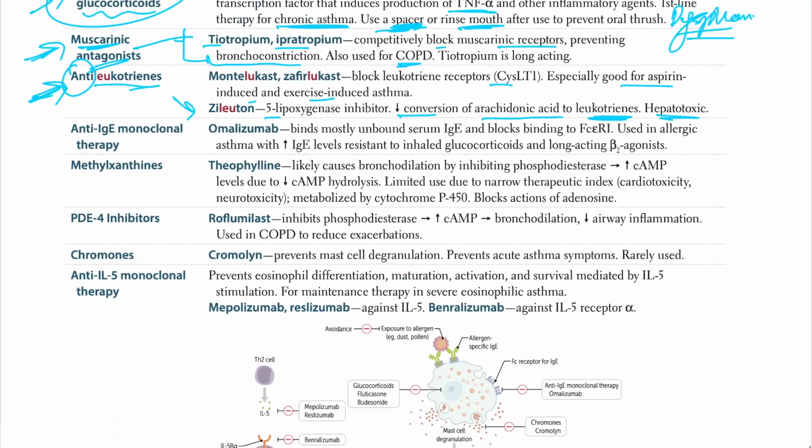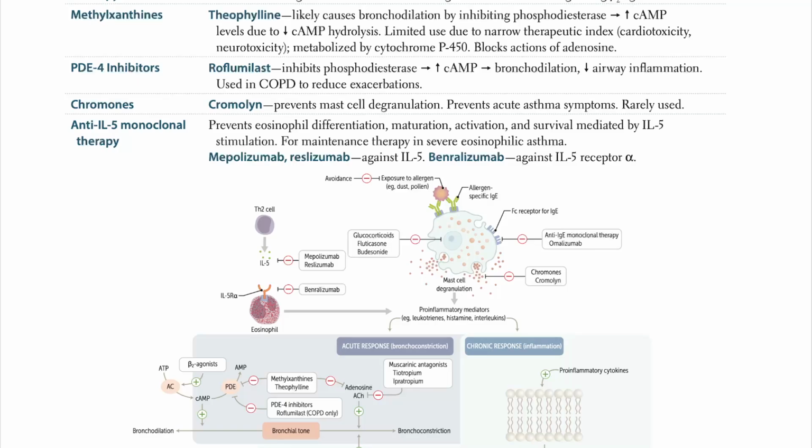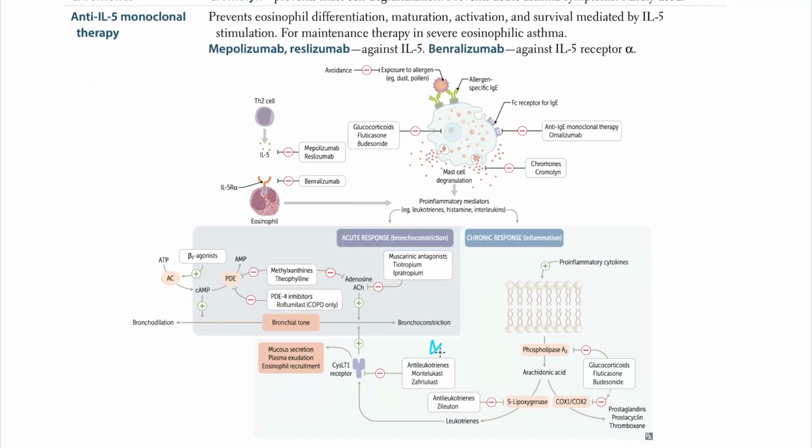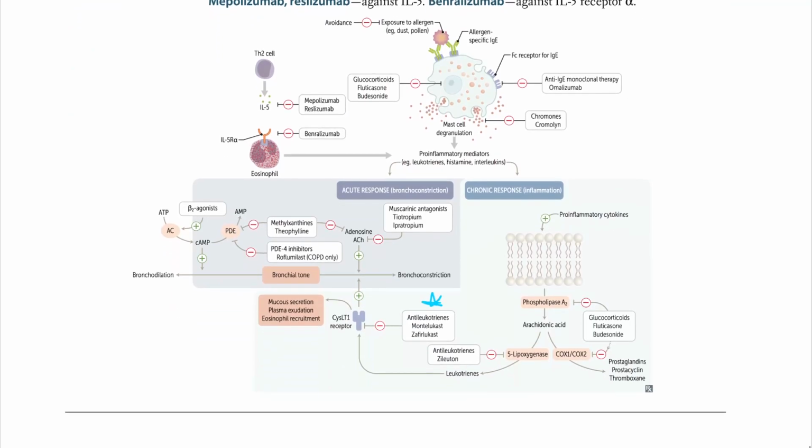So let's look at these in this picture. Anti-leukotrienes: montelukast, zafirlukast, and zileuton. Pro-inflammatory cytokines give you arachidonic acid metabolites: leukotrienes, prostacyclins, prostaglandins, and thromboxane. We inhibit phospholipase A2 and COX-1 and 2 via glucocorticoids, which are fluticasone and budesonide. But we have to inhibit the other pathway of arachidonic acid, which is the 5-lipoxygenase pathway, which eventually forms leukotrienes, right?